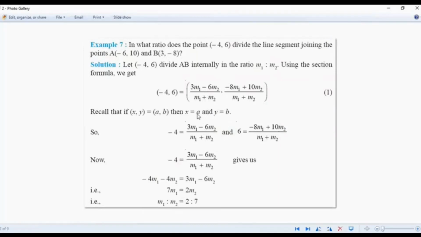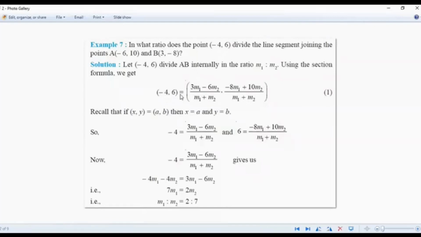So how did we solve it in the last lesson? We chose the ratio as m1 is to m2. We want to find the ratio m1 is to m2, and the dividing point is given. The point (-4, 6) is the dividing point. You can choose the ratio as m1 is to m2, then you can write, using the section formula, the coordinates of the dividing point that is already given here.